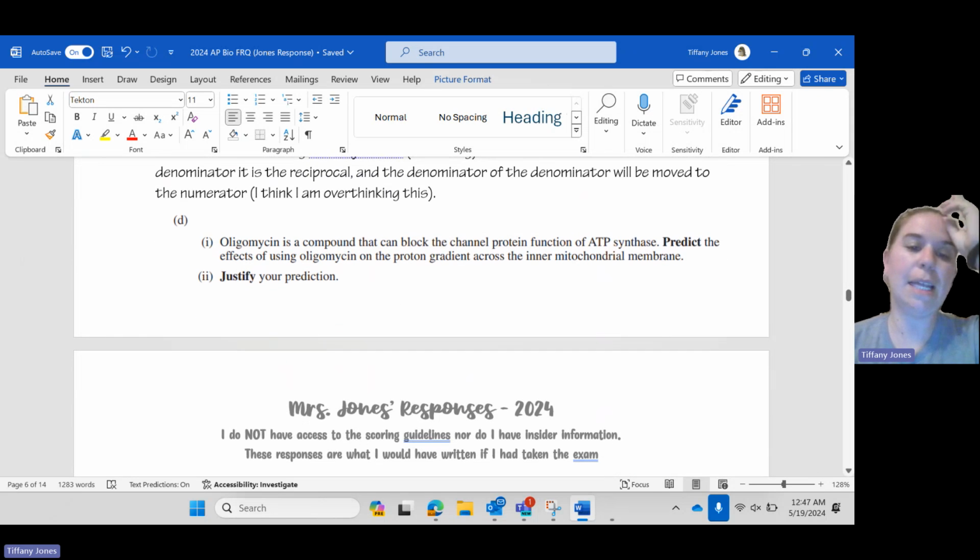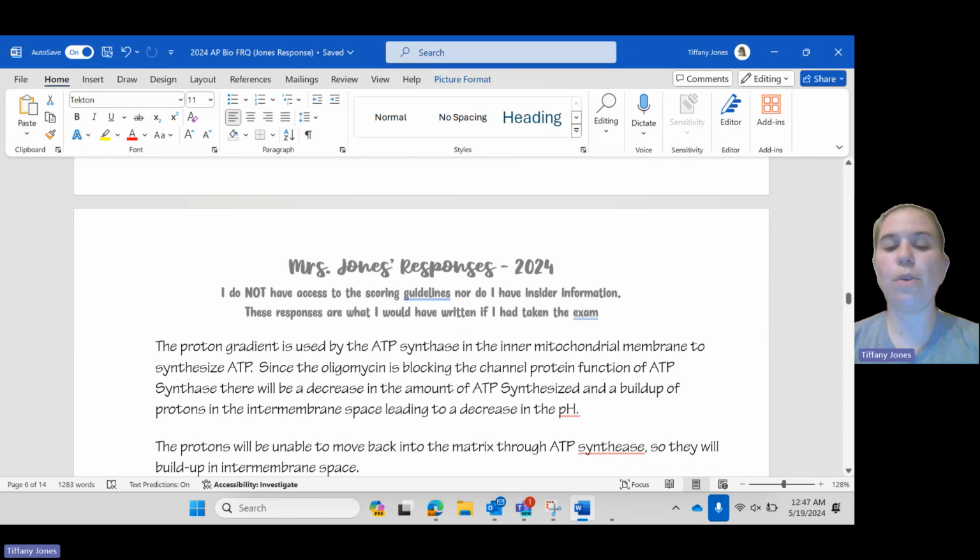So then part D tells us that there's this compound that blocks the chemical function of a protein in ATP synthase. So we want to predict the effects of that on the proton gradient. And so I talked about how the proton gradient is going to increase inside of the intermembrane space because you're blocking the channel from allowing the protons to flow through it, which is also going to cause there to be a decrease in the pH because there's that buildup there.